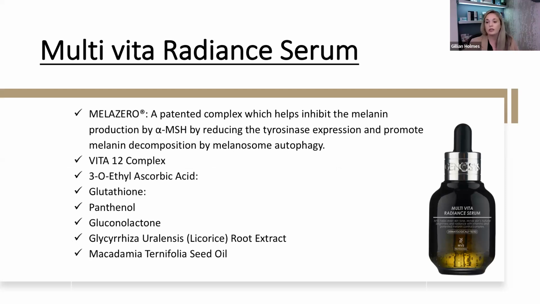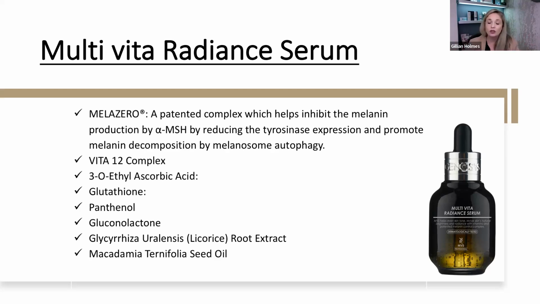One of those new products is the Multivita Radiant Serum. Now, the amazing thing about this particular serum is the introduction of that Mela Zero complex. This is actually a patented complex which helps to inhibit the melanin production by that alpha melanocyte stimulating hormone. So it reduces tyrosinase expression and promotes melanin decomposition by something called melanosome autophagy. Essentially, it sweeps out and removes any damaged melanosomes away from the skin and reduces that melanosome activity.